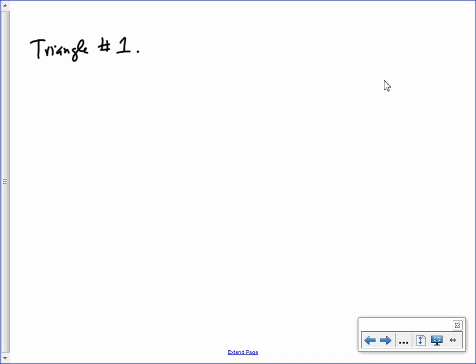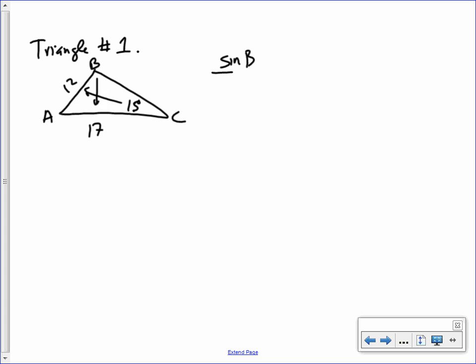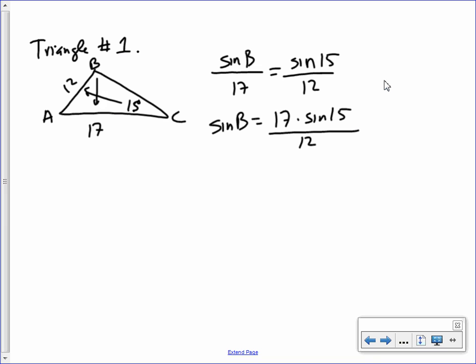Okay, for triangle number 1, let's just go back to that original picture. You have A, B, C, 12, 17, and 15. Since we have the 12, we can use law of sines to find angle B, using the 12 and 15. So the proportion is sine B is to 17, as sine 15 is to 12. So sine B is equal to 17 times sine 15 all over 12.